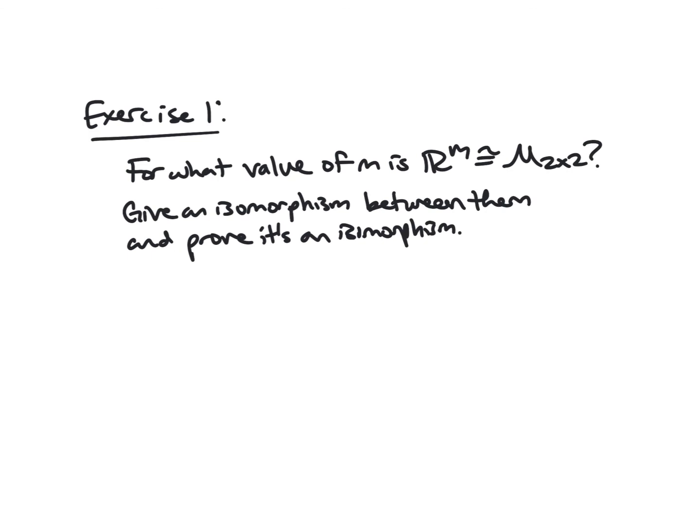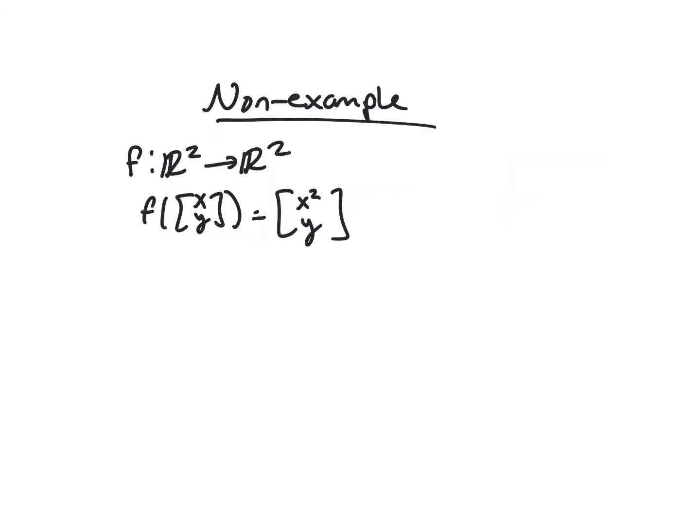So for your first exercise, I want you to figure out for what value of m R^m is isomorphic to the space of 2 by 2 matrices. And then give me that explicit function that's going to work and prove that it's an isomorphism.